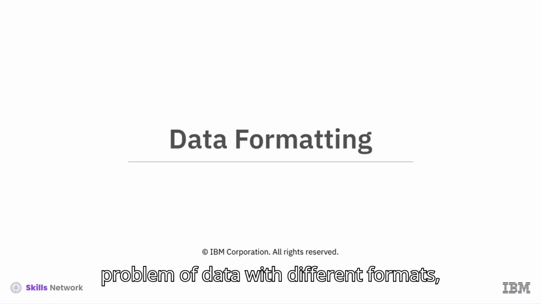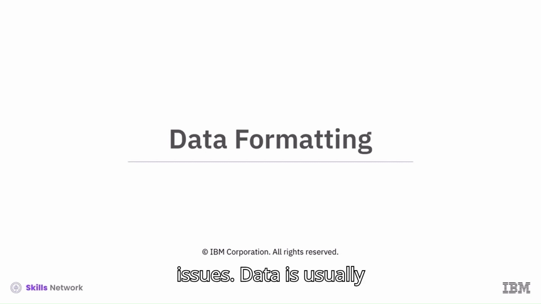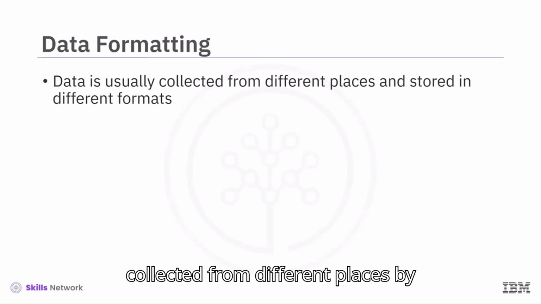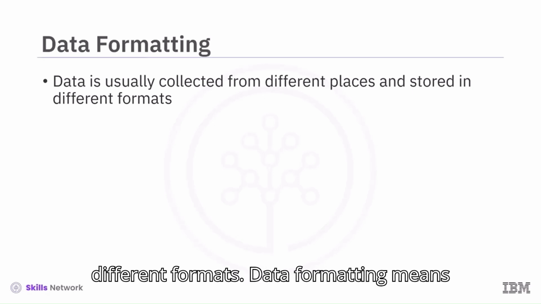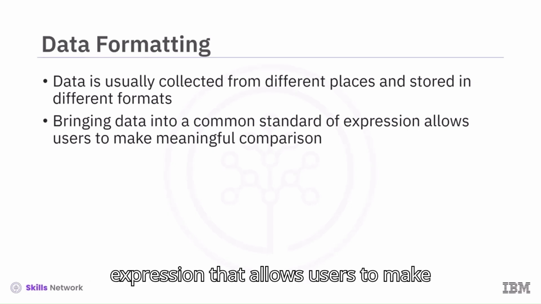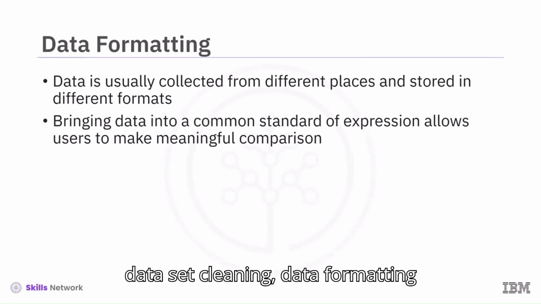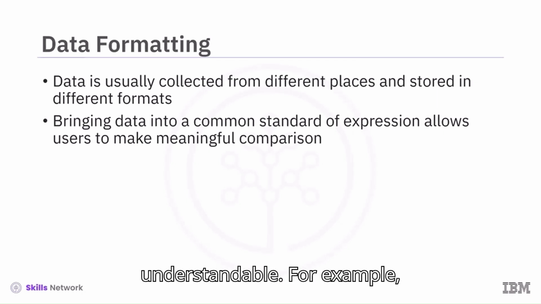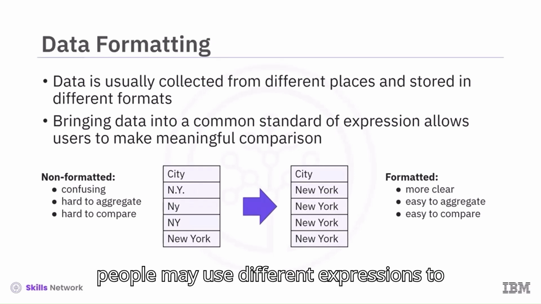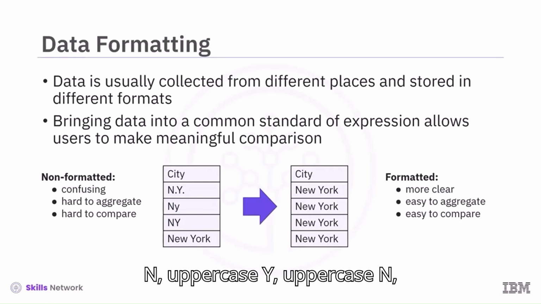Next, the problem of data with different formats, units, and conventions, and the Pandas methods that help us deal with these issues. Data is usually collected from different places, by different people, which may be stored in different formats. Data formatting means bringing data into a common standard of expression that allows users to make meaningful comparisons. As a part of dataset cleaning, data formatting ensures the data is consistent and easily understandable. For example, people may use different expressions to represent New York City, such as uppercase N, uppercase Y, uppercase N, lowercase y, and New York.